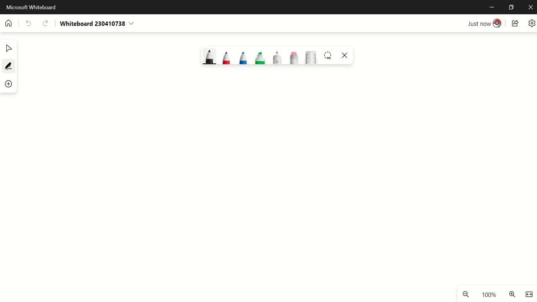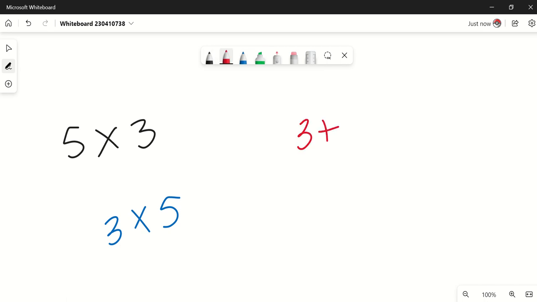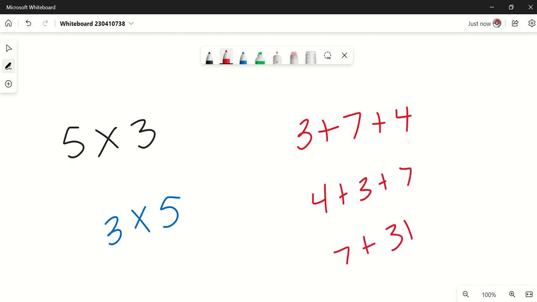So if I were to ask you to give me an equivalent expression of 5 times 3, your answer should be 3 times 5. It's the exact same answer. It's going to be 15. They're equivalent expressions. 3 plus 7 plus 4 will equal 14. Another equivalent expression of this would be 4 plus 3 plus 7, or 7 plus 3 plus 4. These are all equivalent expressions because they will all equal 14 no matter what.